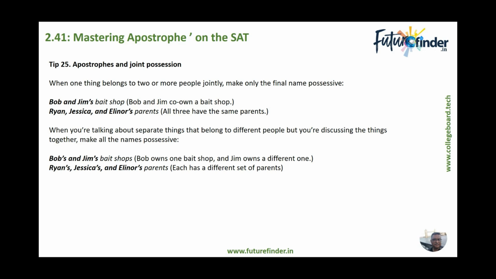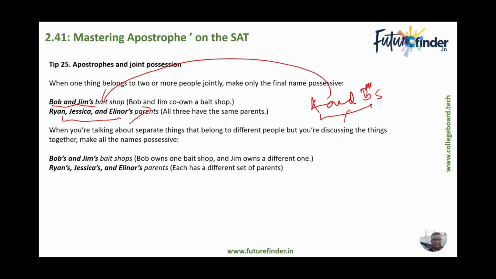This is very important. Whenever you have a compound noun, that means A and B, and if you want to show the possessive, only the last one gets the apostrophe S. For example, Bob and Jim's bait shop, right? So this is a compound. Basically they are one entity who own a single bait shop. Ryan, Jessica, and Eleanor's parents. So all three have got the same parents, right?